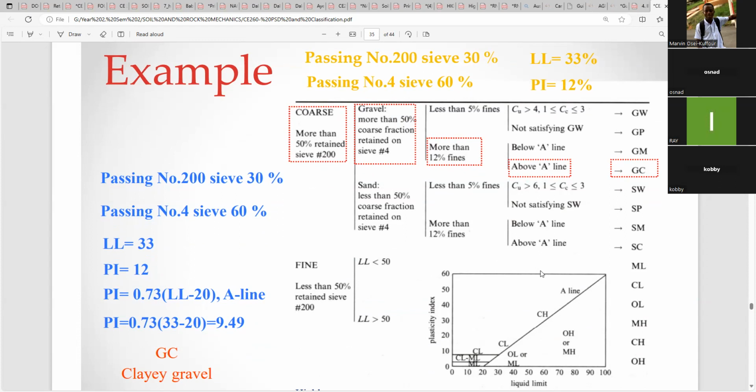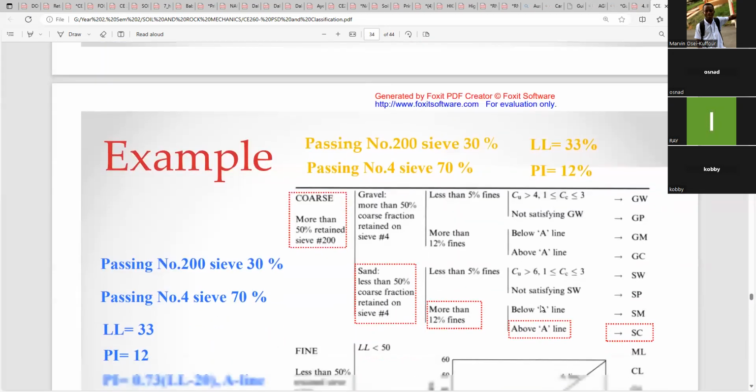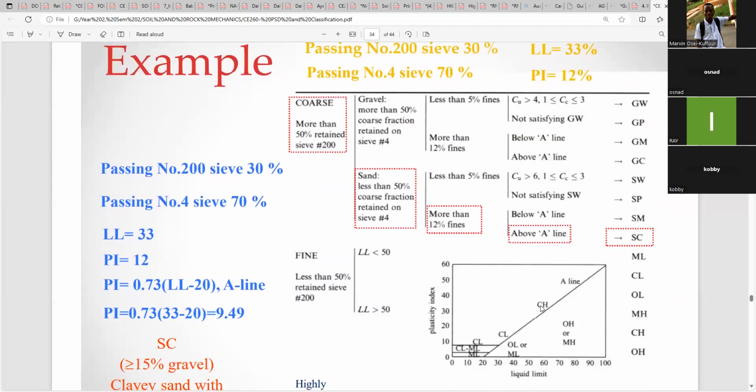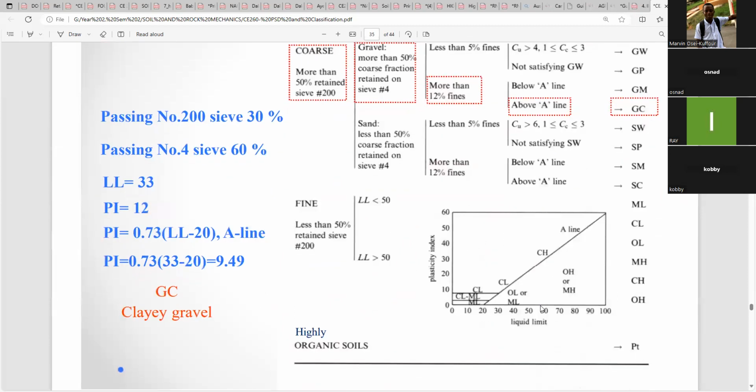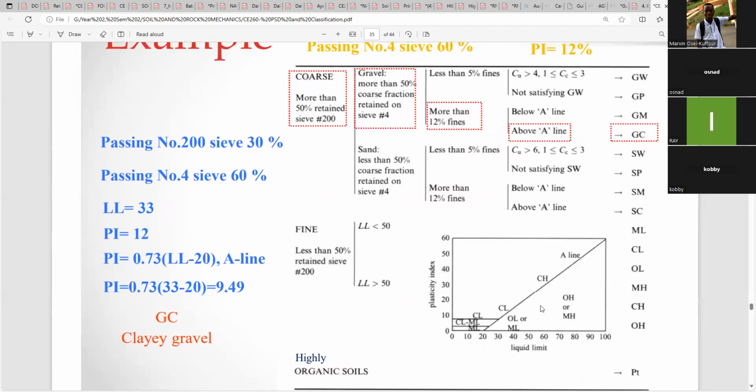I still don't get how to check whether it's above or below. Come again? The first one was clay sand. It's here. Have you seen it? This is a different question. I still don't get how to check whether it's above or below the A line.